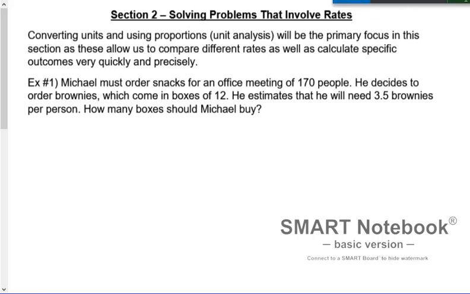Hey everyone, welcome to our Foundations 20 Unit 1 Proportional Reasoning Section 2 notes, so solving problems that involve rates. I'm going to use the method that we developed last class with creating proportions.